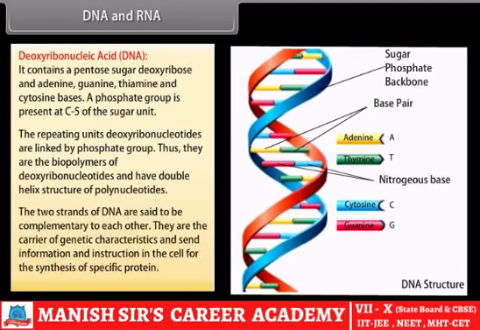The two strands of DNA are said to be complementary to each other. They are the carrier of genetic characteristics and send information and instruction to the cell for the synthesis of specific protein.